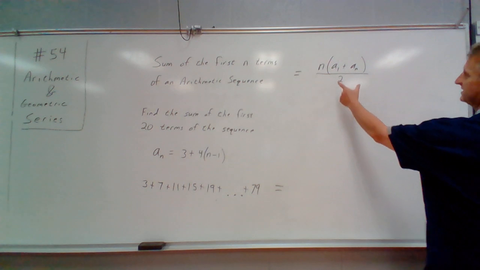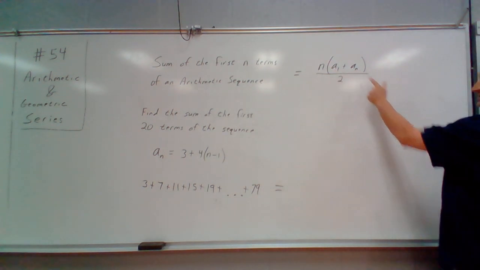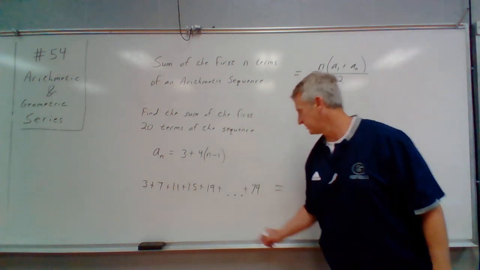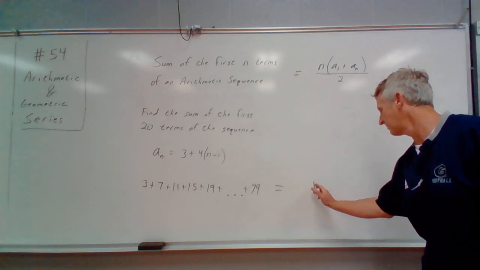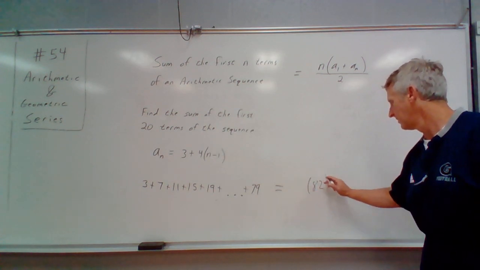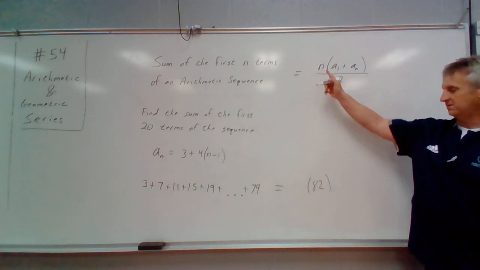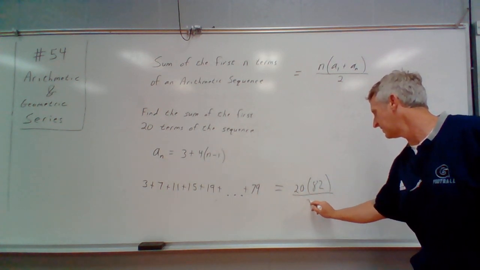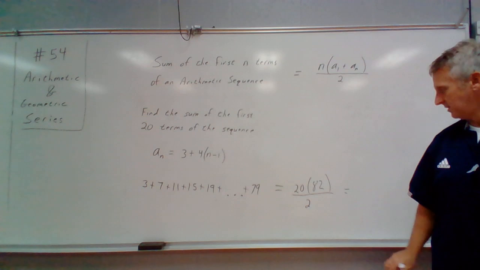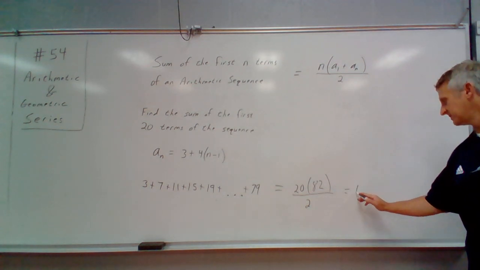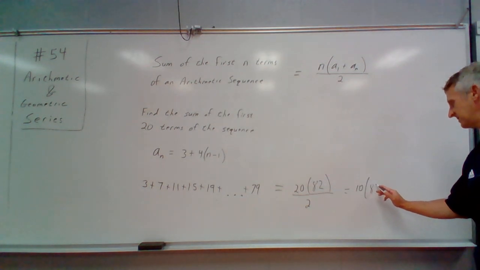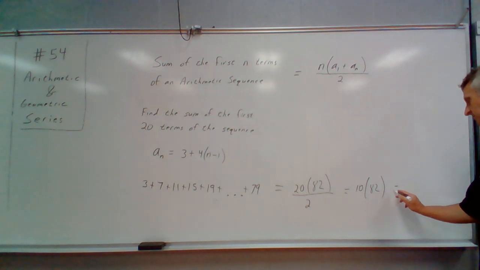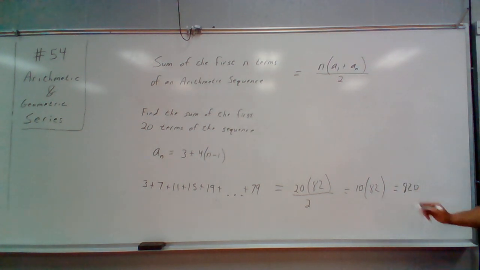This formula says all I have to do is add the first term and the last term. So that's 3 plus 79, that's 82. I need to multiply that by n, that's 20, that's how many I have, and divide by 2. 20 divided by 2 is 10, so I have 10 times 82, which is 820. So the sum of the first 20 terms of that sequence is 820.